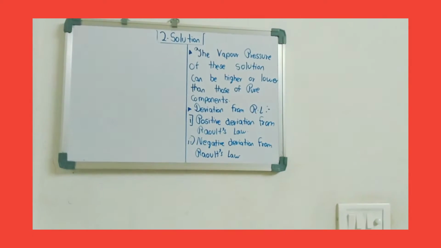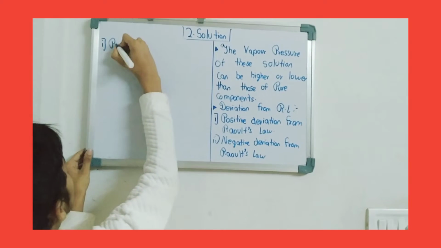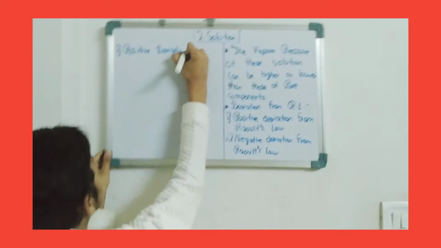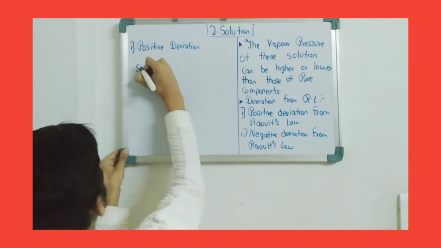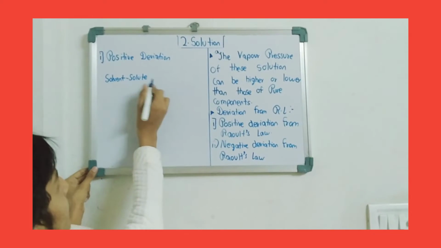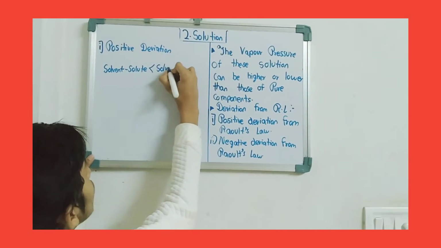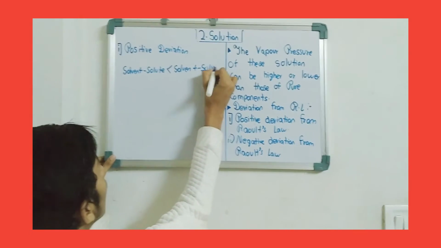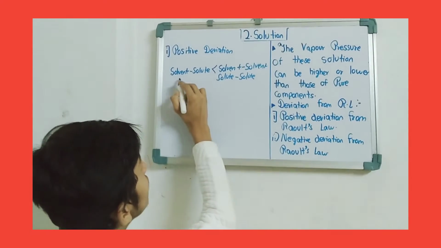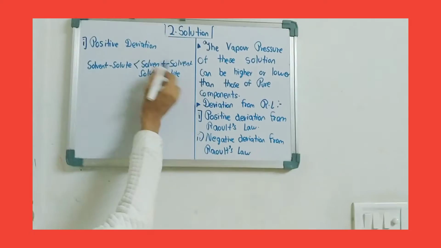So first we will look at the positive deviation from Raoult's law. What is the positive deviation? Basically the solvent-solute interaction, that is, the intermolecular force of attraction between the solvent and the solute molecules, should be less than that of the solvent-solvent molecules or the solute-solute molecules. If the solvent-solute interaction is less than the solvent-solvent or solute-solute interaction, then that is a positive deviation.